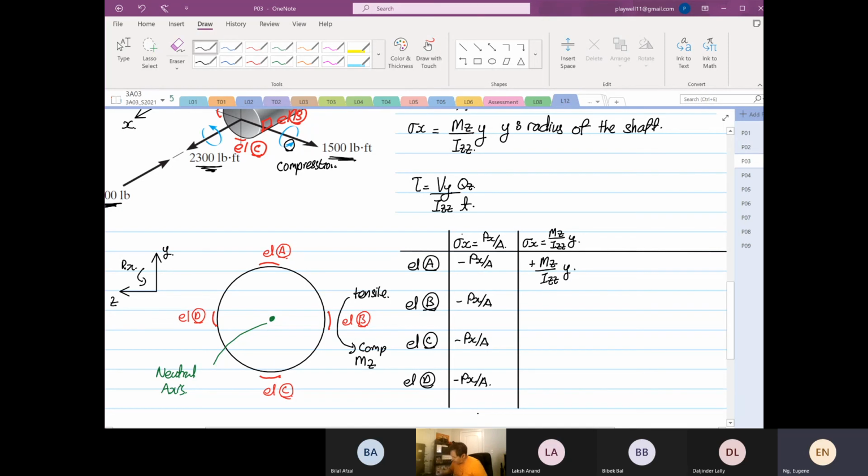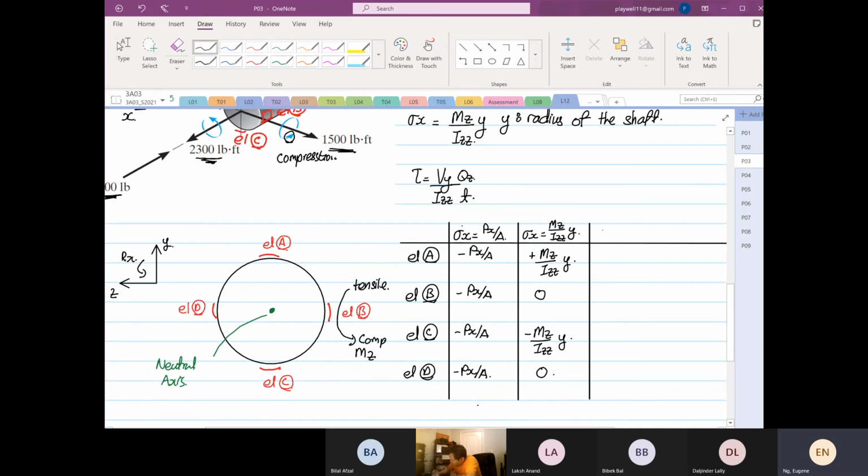At point B, the y position is equal to 0, right? At point C is equal to minus Mz over Izz and y. And then point D is equal to what? 0. Okay. Now I'm going to go further. Now this load is not there. If it's there, okay.